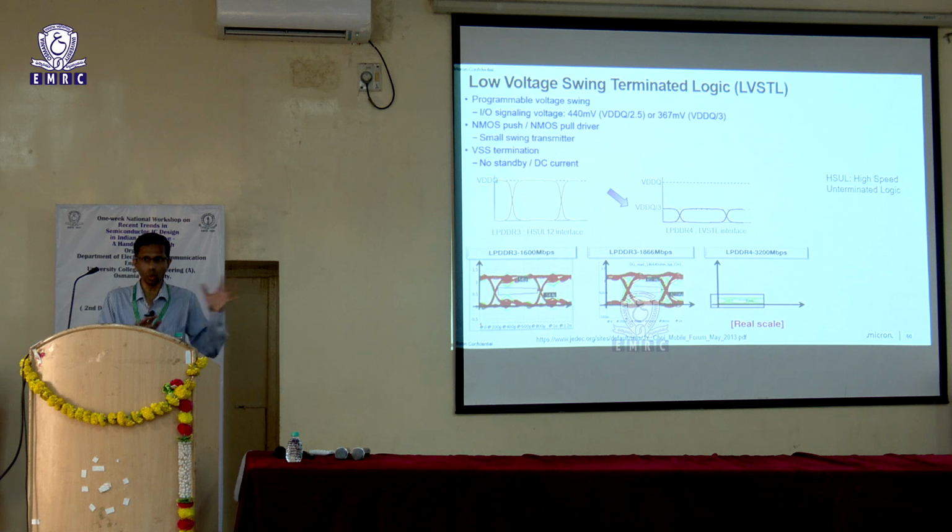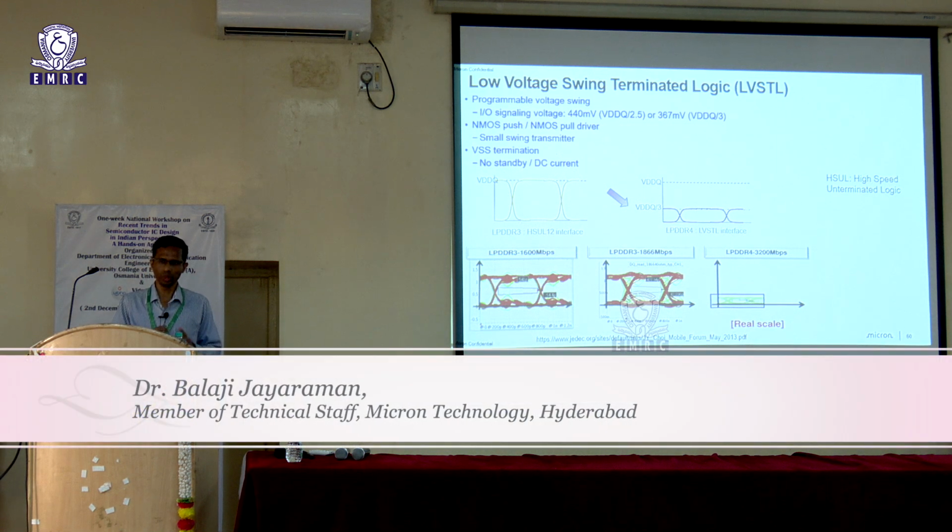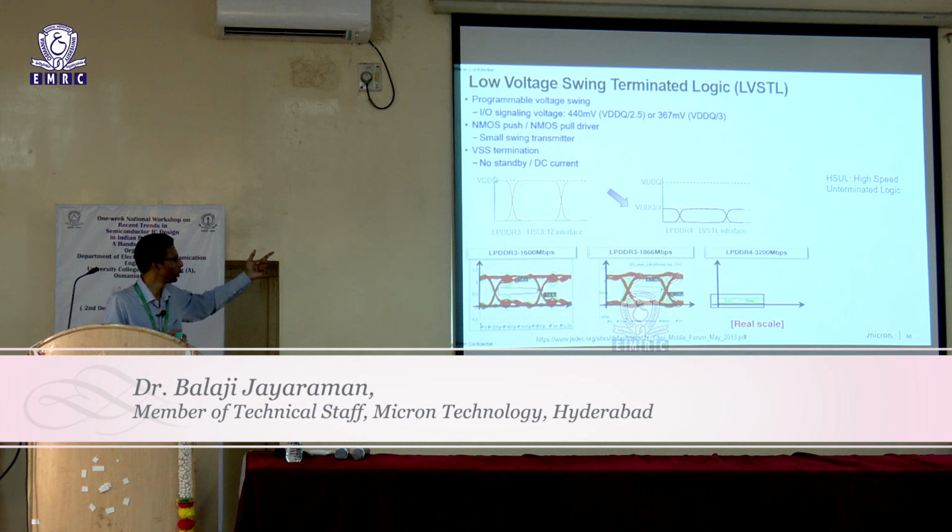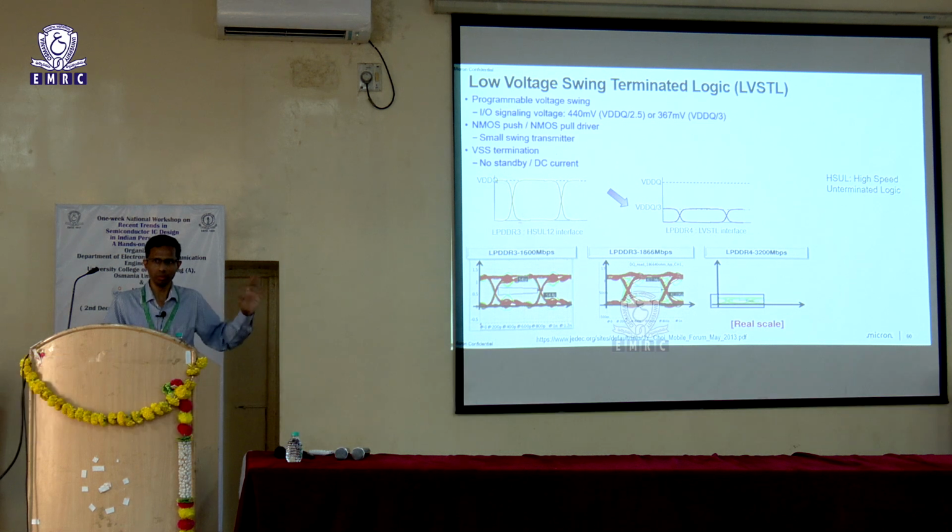But this will not hold true for a DIMM module. A DIMM module needs to support very long data lengths running into centimeters. If you go with this architecture, you will end up with data eye closures. So there you would still need to have VDDQ and use terminations, which is 1.1 volt, whereas VDDQ here will be much lower.